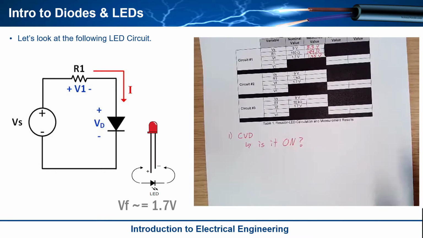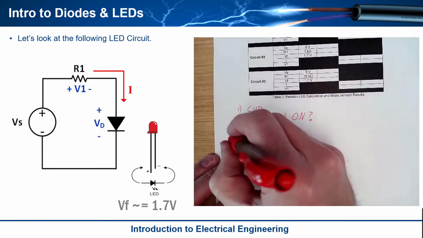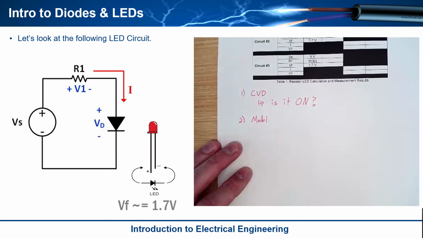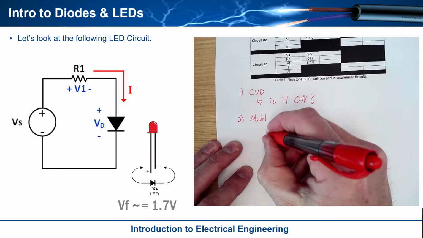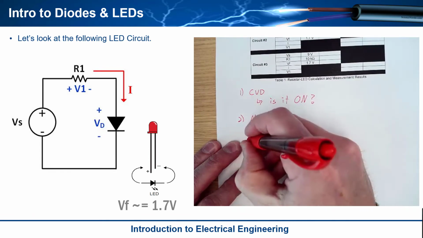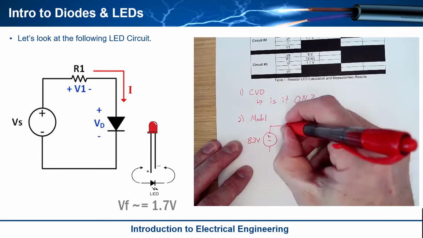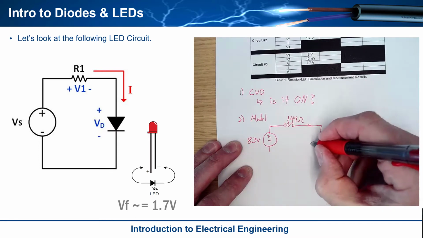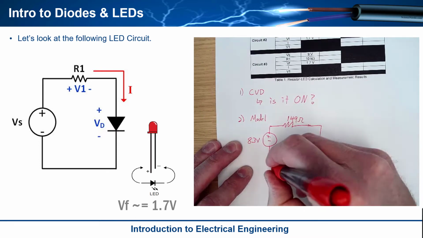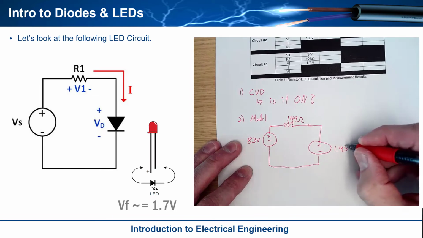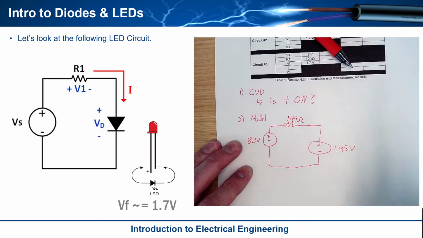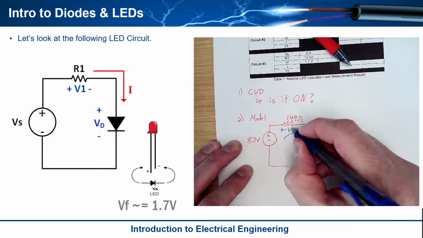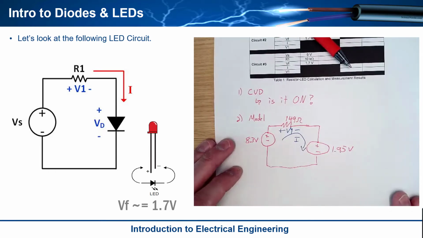Why was that important? Well, it's because I can now draw the right model. So then the model of the diode is where you just draw a constant voltage source. So now what I'm going to have is I've got plus and minus, and this is 8.3 volts. I've got a 149 ohm resistor, and then I have my diode model, which is this, and it is 1.95 volts. So now I'm trying to solve for the current, and I'm trying to solve for the voltage across that, V1. How can I do this?